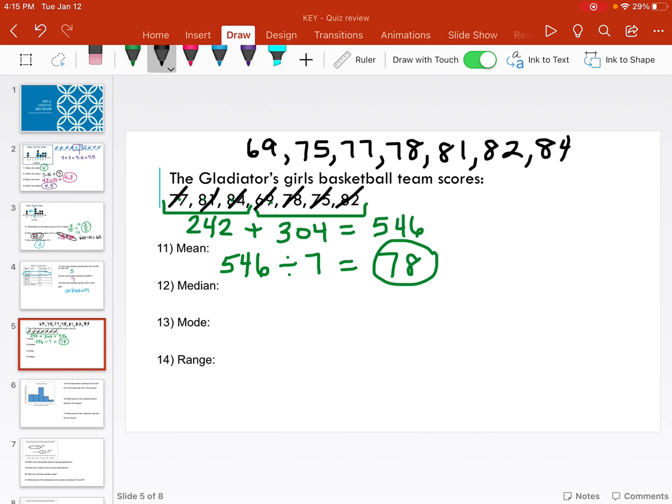1, 2, 3, 4, 5, 6, 7. Yep. Now remember we cross them off on the outside, working our way to the middle. So that and that, cross that and that, that and that, and there's my center. 78 is my median.